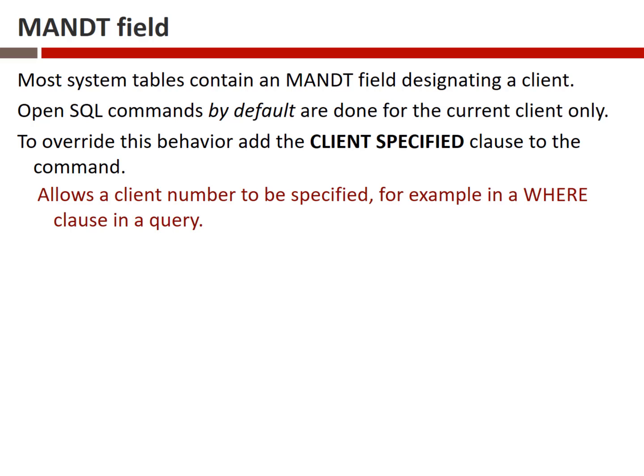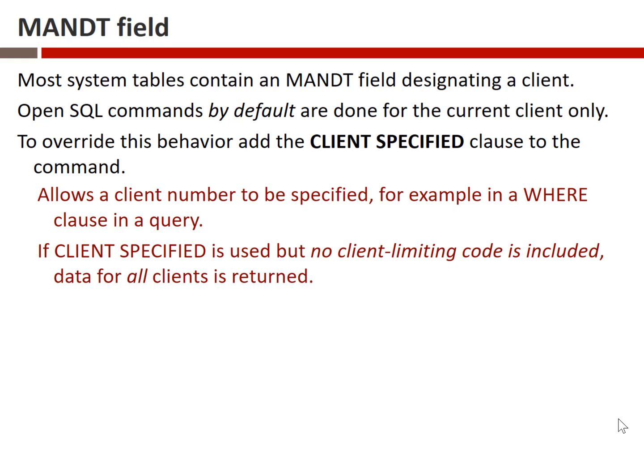So if I use client specified, it would allow a client number to be specified, for example, in a where clause. I told you that this right here is added implicitly, where mandt equals sy-mandt, by the system. Well, if I add client specified, I could change that. It'd be bad practice, but I could hard code in a number, where mandt equals 112, and then I could execute a query against a client that's different than my client.